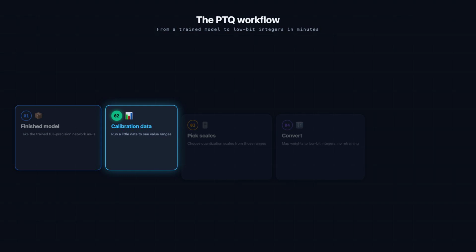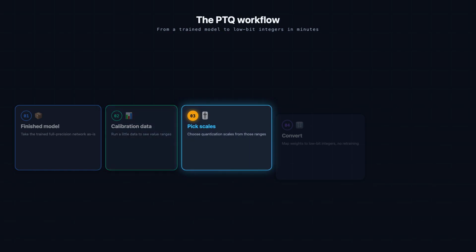As those examples flow forward, you watch the actual range of the weights and activations at each layer, the highest and lowest values they take. Often just a few hundred sample inputs is enough. From those observed ranges, pick a quantization scale for each layer. The scale is chosen to cover the real span of values without wasting grid points, so the mapping onto integers stays as faithful as possible. Get the scale wrong, and you either clip the extremes or throw away precision in the middle.